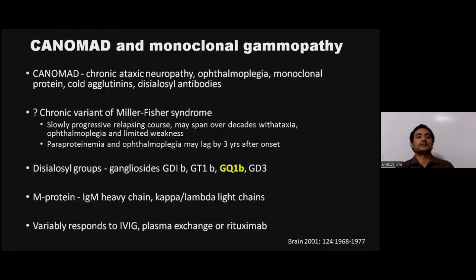Coming to CANOMAD: chronic ataxic neuropathy, ophthalmoplegia, monoclonal protein, cold agglutinins, and disialosyl antibodies. We can assume CANOMAD as a chronic variety of Miller Fisher syndrome. It is usually associated with anti-GQ1b and other antibodies, IgM heavy chain, and both kappa and lambda can be present. It has a variable response to IVIG or plasma exchange.